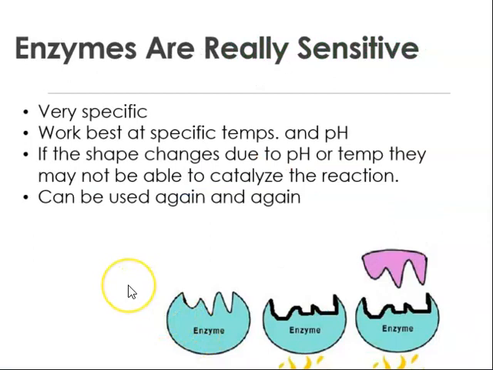Now, enzymes are really sensitive. They're very specific. They work best at specific temperatures as well as pH. If the shape changes due to pH or temperature, they may not be able to catalyze the reaction. Again, they're very specific to where they bind to the substrate. Okay, so it has to fit exactly to its substrate. Now, an enzyme can be used again and again. So here we have an enzyme. If we add temperature, we can change the conformation of the binding sites, and this will allow it to bind to its substrate.